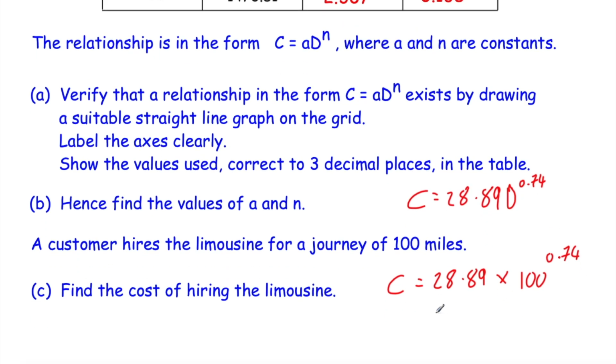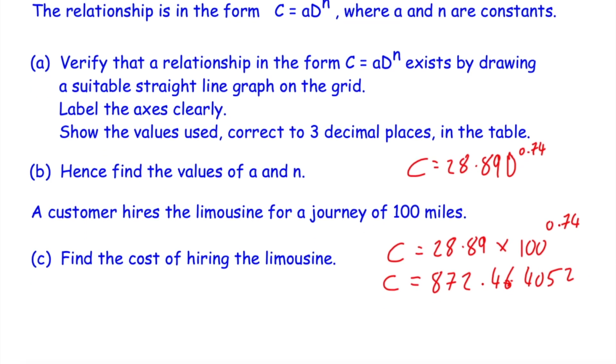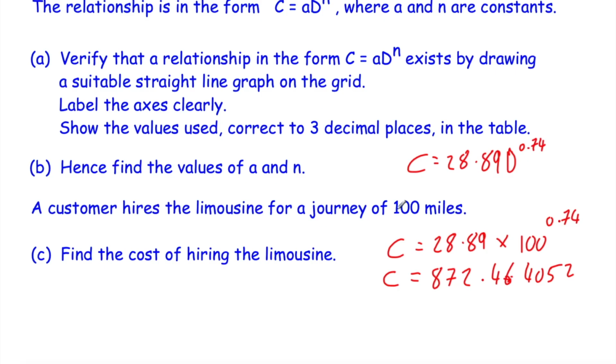And if we work this out in our calculator, we'll find the cost of that journey. So 28.89 multiplied by 100 to the power of 0.74, and that's equal to 872.464052. Let's round that to 2 decimal places, because obviously we're dealing with a cost here. That would be equal to £872.46. And that's it. So that would be the cost of hiring the limousine for a 100-mile journey.